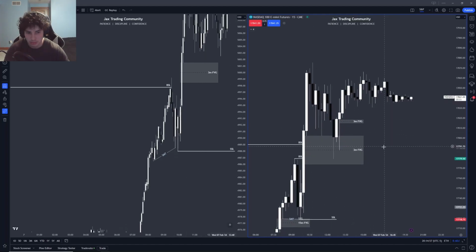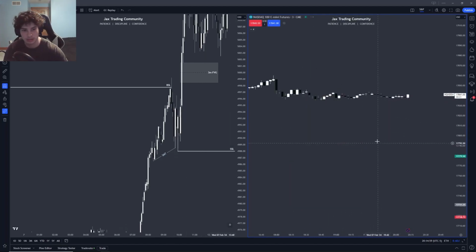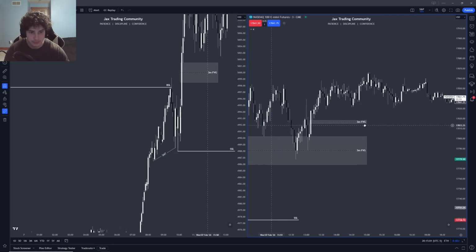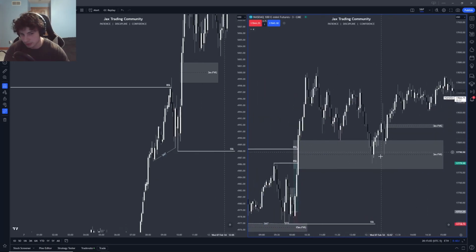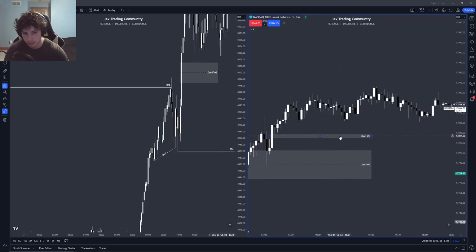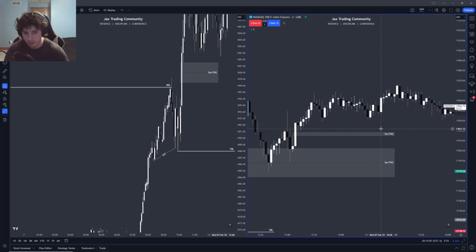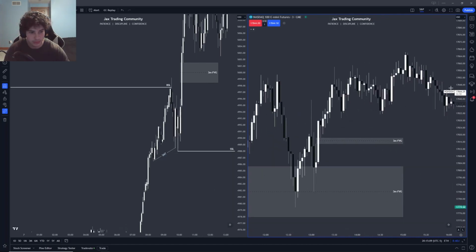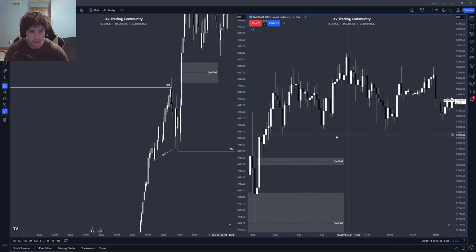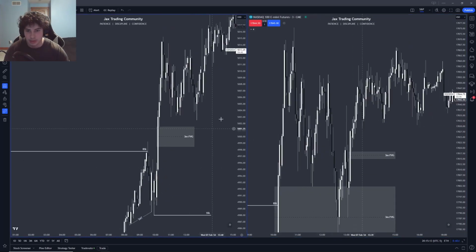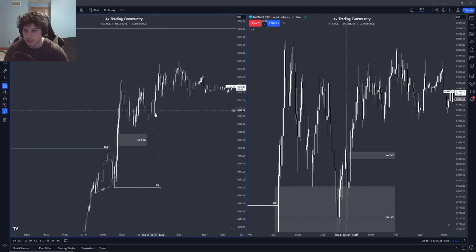We did tap into this 3 minute, and I was looking at this at the time. I saw we rejected off this 3 minute and went higher, and I wanted to see a retrace into this other 3 minute right here. But I did not sadly get that entry, as you can see. And then ES is like the same thing here.